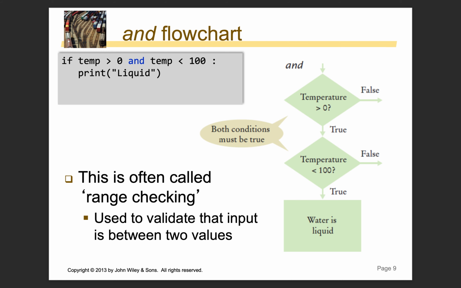Okay, so this is often called range checking because we're checking or validating that some input, for example, in this case, the temperature, is between two values. It needs to be greater than 0 and less than 100.